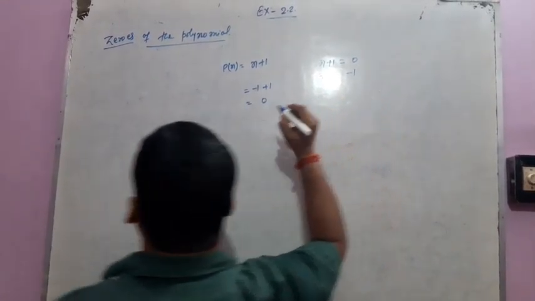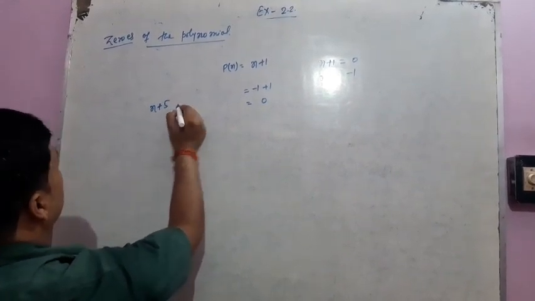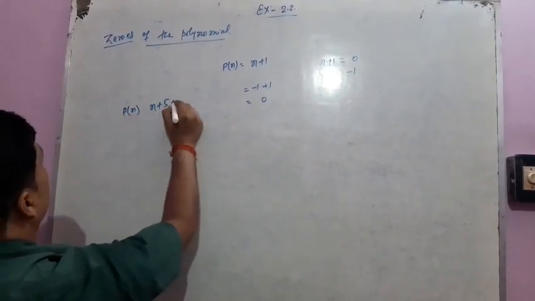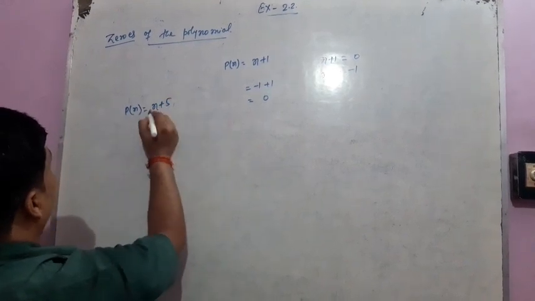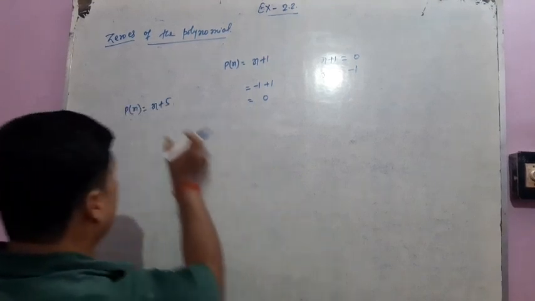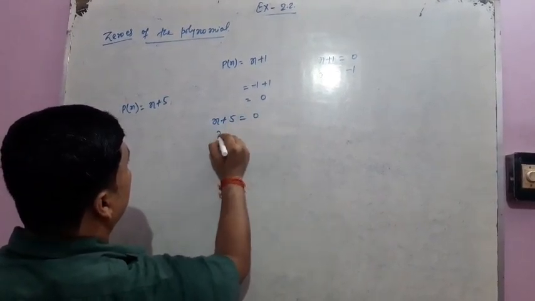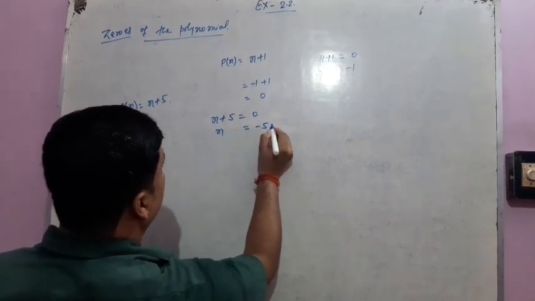One more example here. Suppose it is given x plus 5. What is the zero of this polynomial? To calculate the zero of the polynomial, we have to compare this polynomial with 0. x plus 5 is equal to 0. x is equal to plus 5, and turning this side, minus 5.